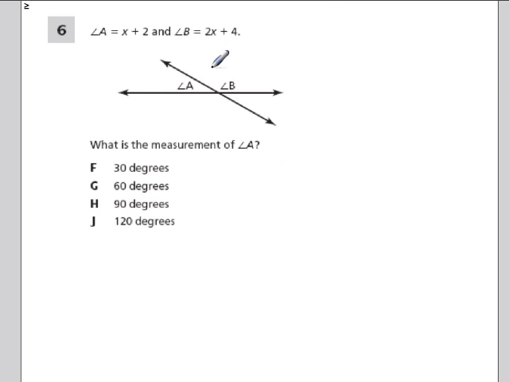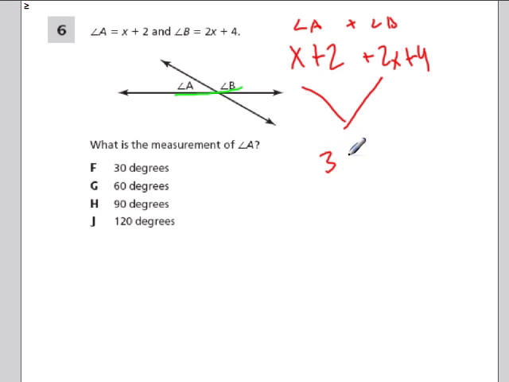So in this video right here, we know that we have two angles, A and B, and they sit on this straight line right here. So if I add them up, I get 180 degrees. So x plus 2, that's angle A, plus angle B, which is 2x plus 4. If I add them up, I get 180. So x and 2x is 3x. 2 and 4 is 6. So that has to give us 180. And then just solve for x.